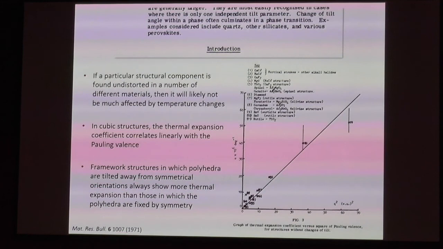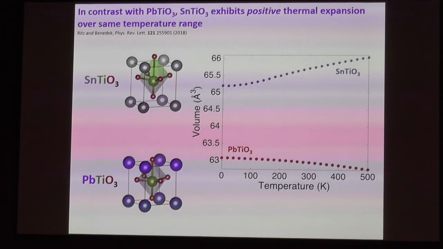But we have access to many more finer microscopic details than Helen Megaw had access to in her time. So let's see what we can do with those. We started this work by comparing lead titanate to tin titanate. It's a very similar material, but it undergoes positive thermal expansion over the same temperature range that lead titanate undergoes negative thermal expansion. And so the question was, well, why is that?